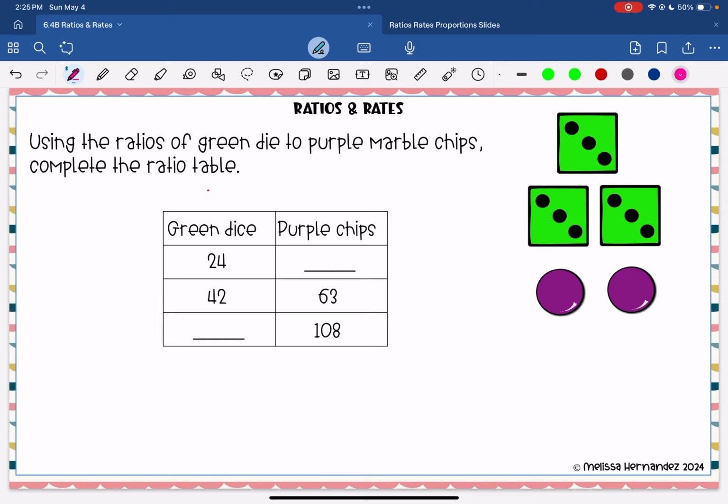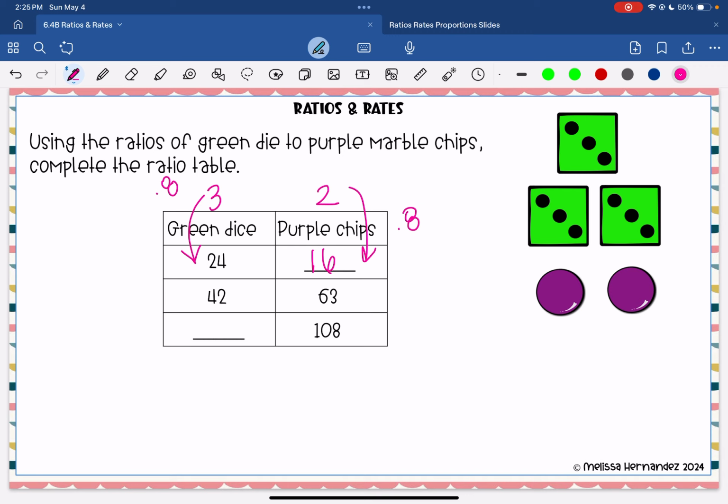So I'm going to put 3 on the left side because that describes the green dice. And then I'm going to put 2 for the purple chips on the right side. Now I can see some direct relationships. I know that 3 scaled by 8 will give me 24, and I have to scale the 2 by 8 because whatever you do to one side, you have to do to the other to keep equivalent ratios. So I got 16 there.